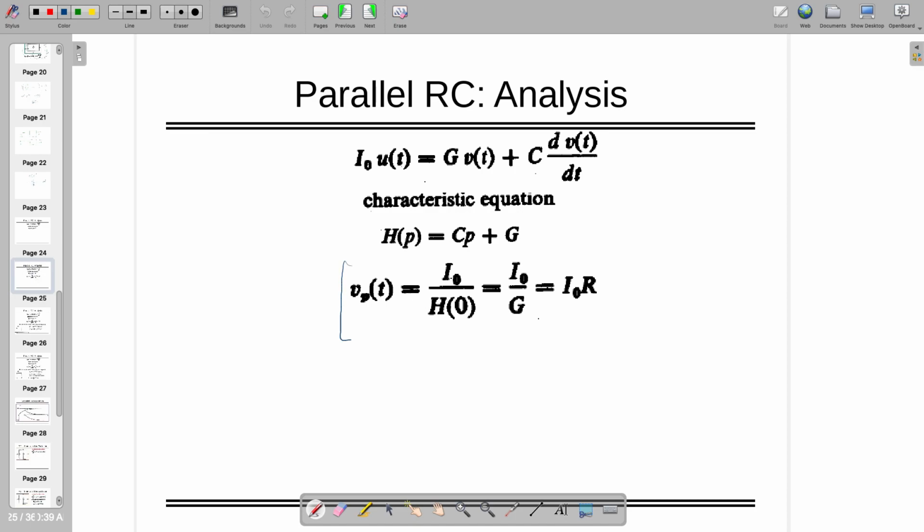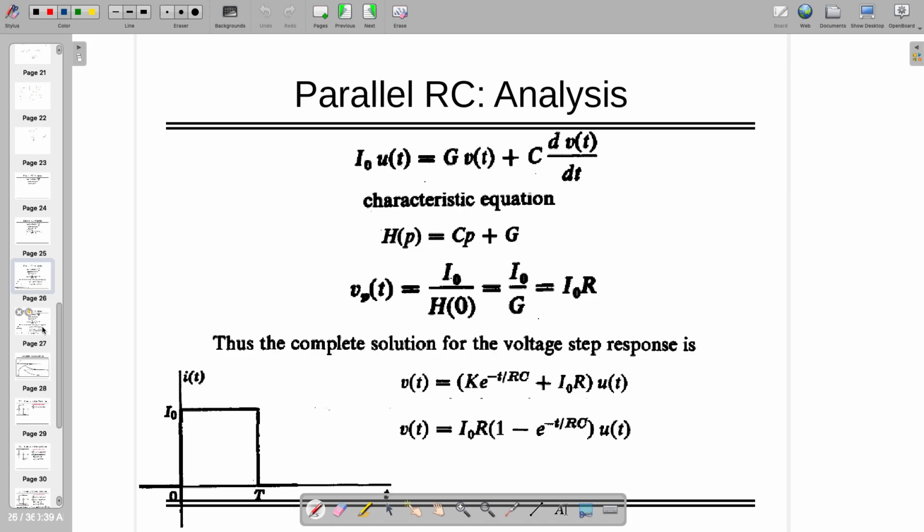By the way, this is what I was talking about. This is the particular integral. So v of t equals k e raised to minus t by RC, where K is right now the initial condition, plus I0 R times u of t. Beta in this case will be 0, that is what I told just now.